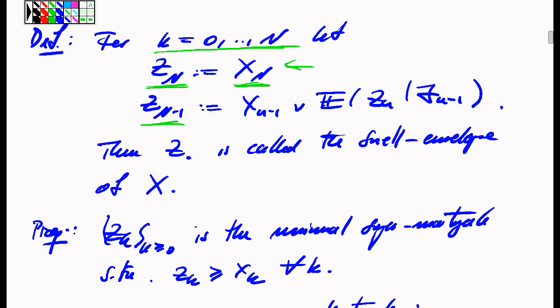At n minus 1, Z_{n-1} is defined to be the maximum between execution at time n minus 1. There's a little misprint here, need to correct.